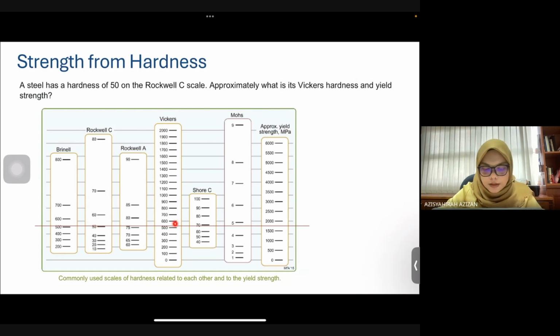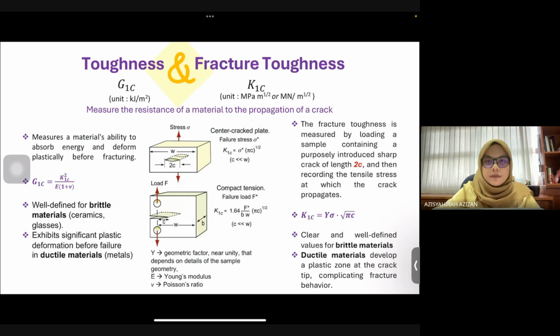When we make this 50 line on the Rockwell scale, we find that the Vickers hardness is about 500, maybe 520, right? And the approximate yield strength is about 1,800 megapascal, right? So that is how we're going to determine the strength from the hardness value, right?